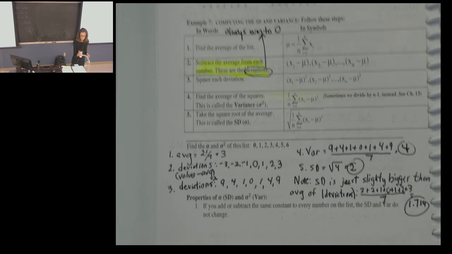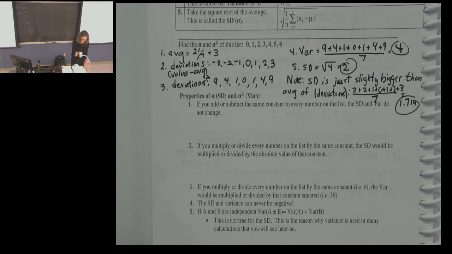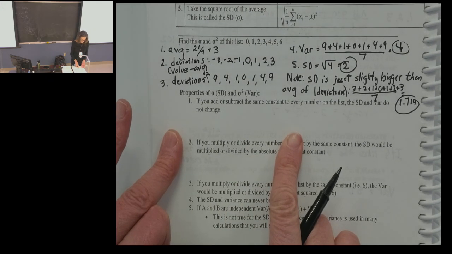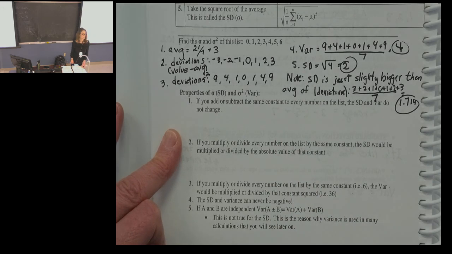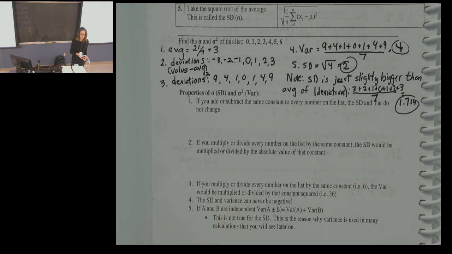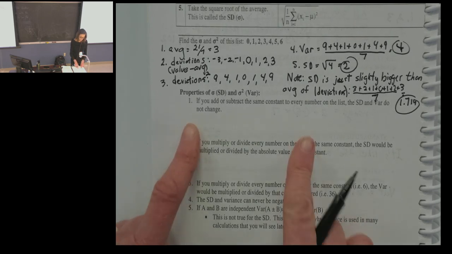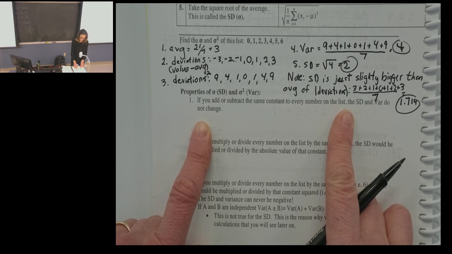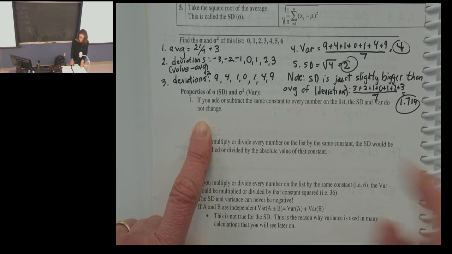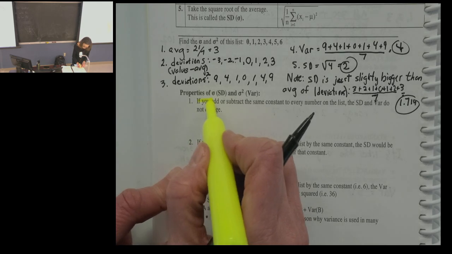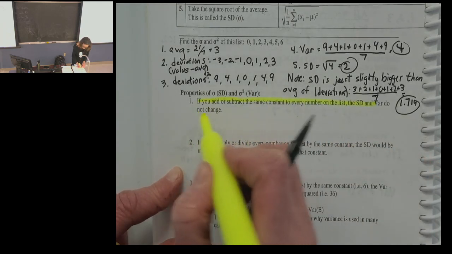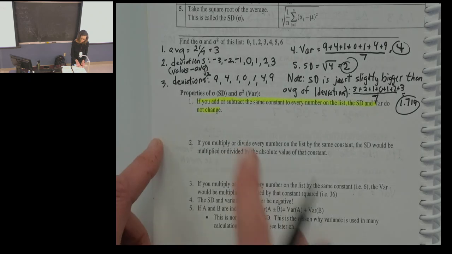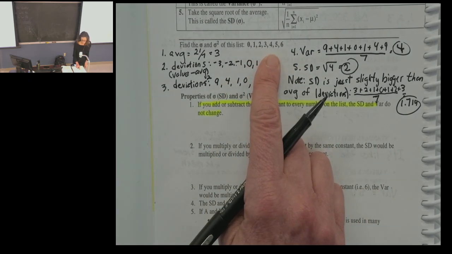All right, so now let's do the same thing with the spread, with the standard deviation, that we did with the average. We saw that when you add the same number, the average increases by that much. What happens to the standard deviation? If you add or subtract the same constant to every single number on the list, the standard deviation doesn't change. Why? Should I just do this quick example? Why wouldn't it change? Let's think about it.